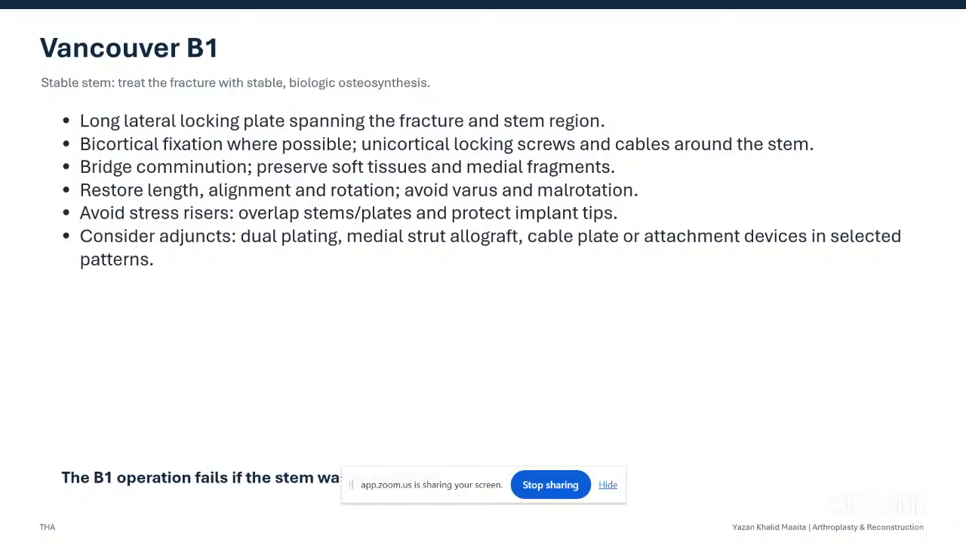Preserve soft tissue and the medial fragment, restore length, alignment, and rotation, avoid varus or malrotation, avoid stress risers, overlap the stem and plate, and protect the implant tips.